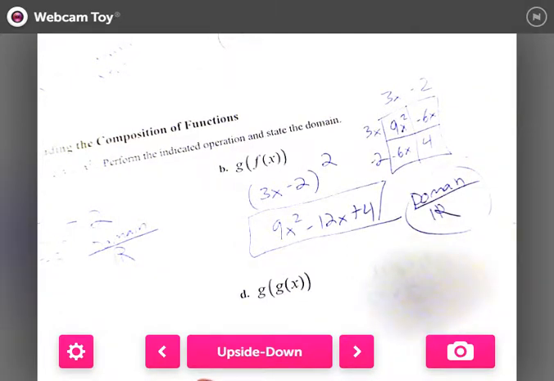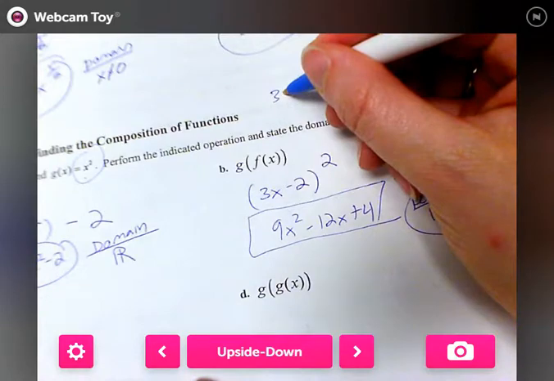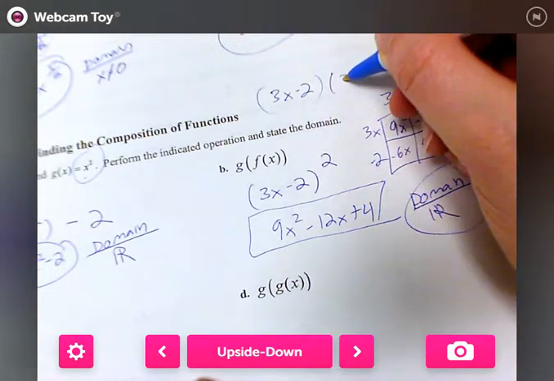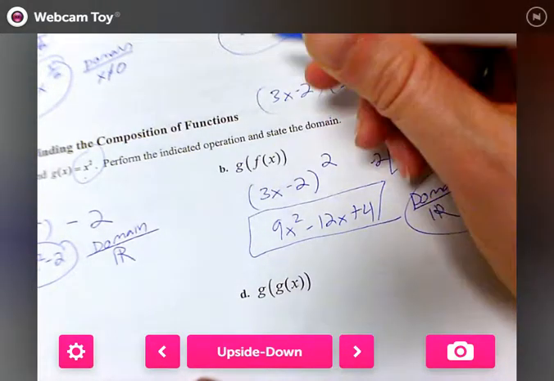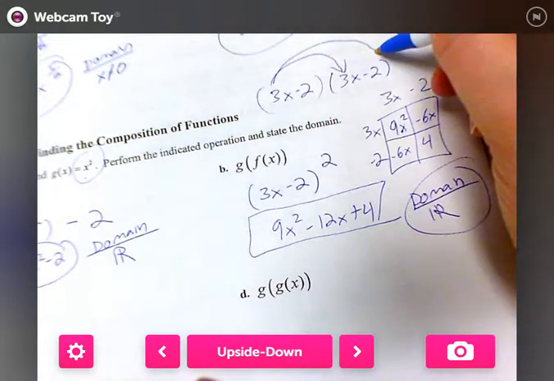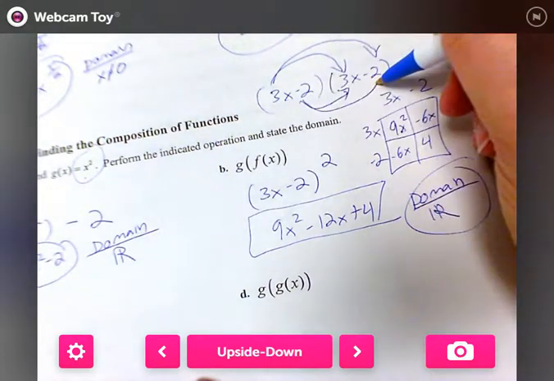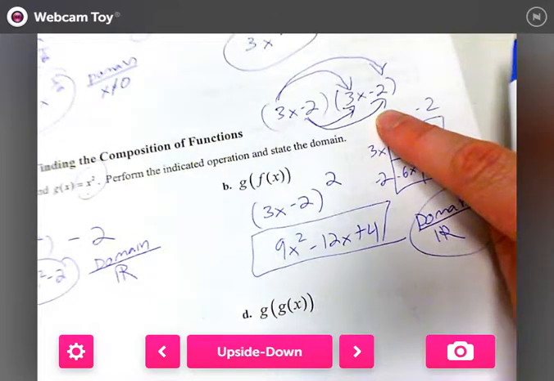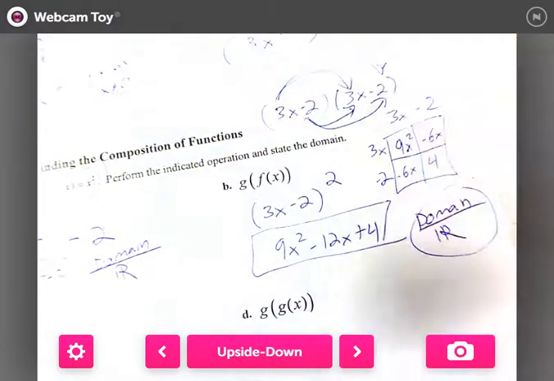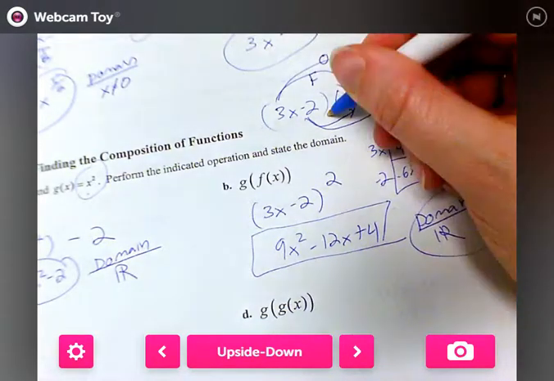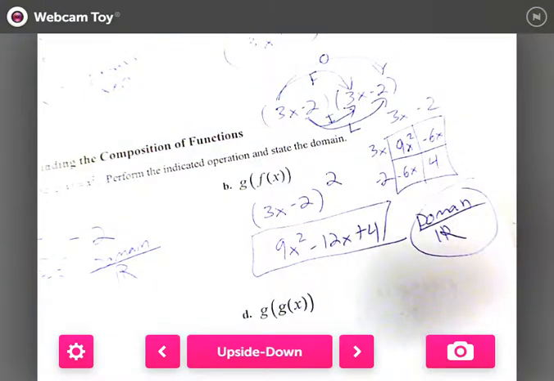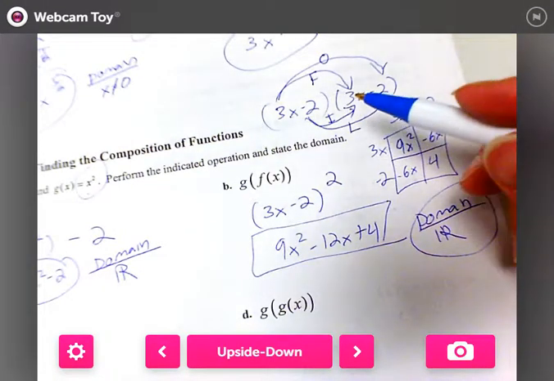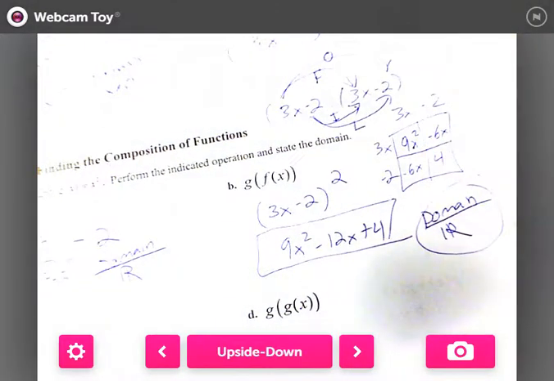Yeah, you can FOIL it. 3x minus 2 times 3x minus 2. So let's FOIL. First, outside, inside, last. Yeah, let's do FOIL. Can do either way. First, outside, inside, last. It just depends which way you learned it. My problem with FOIL is some people get mixed, like they don't do all of them.